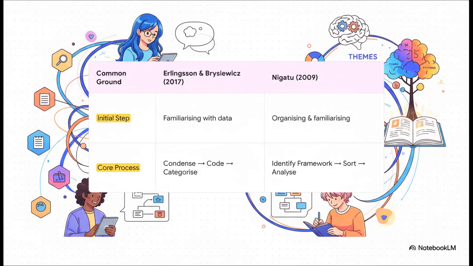When you put these two models side by side, you can see something really important. They have different philosophies, for sure. Erlingsson and Brysiewicz' model lets themes kind of emerge naturally from the data. Nigatu's model is more about applying a pre-existing structure to the data. But look at that first step. They both start with the absolute necessity of getting familiar with the material. That initial immersion is non-negotiable no matter which way you go.